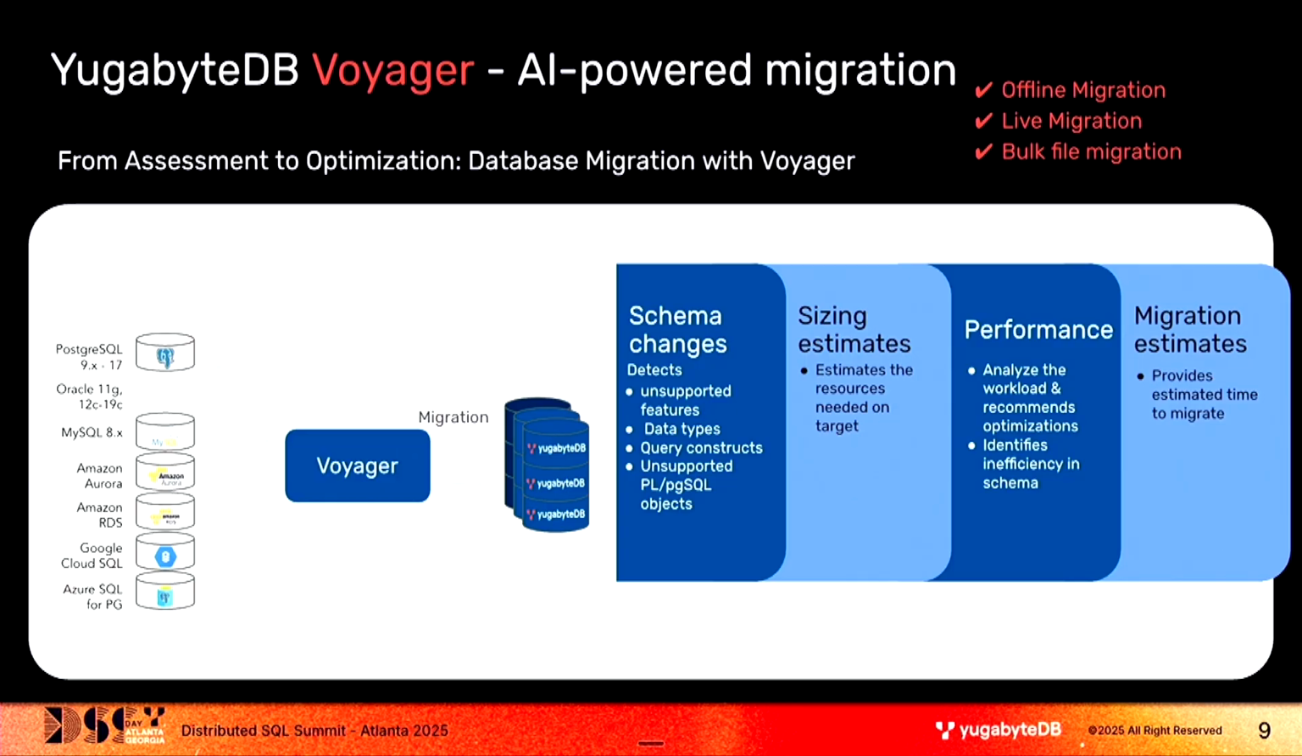It goes through all these and assists on any changes that need to be made before you do the migration. It estimates the size when you come into Yugabyte, what size we need to expect for that database, and the performance. It looks at the source database, sees what performance is like there, and then we can compare it to the performance on Yugabyte, and it estimates migration times. So this can be done offline, or it can be done as a live migration online.